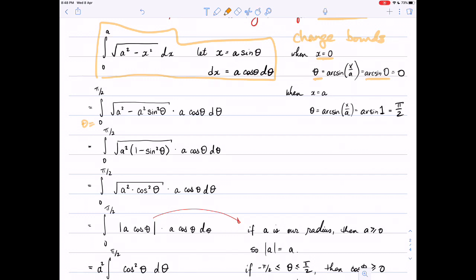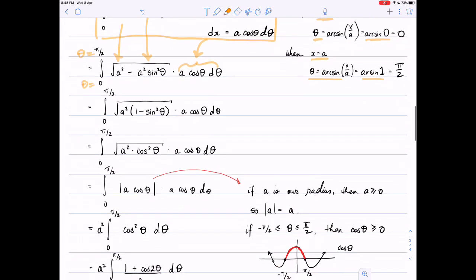When x is a, theta is still the arcsine of x over a, which is the arcsine of 1, which gives me pi over 2. So from 0 to pi over 2 in terms of theta. And then we replace everything like we normally would in a substitution. So the dx gets replaced by a cos theta d theta. A stays in place. X is a sine theta, everything is squared, so a squared sine squared theta.